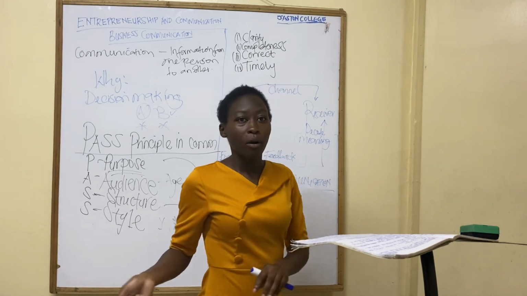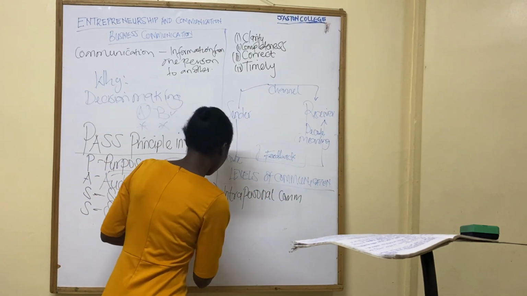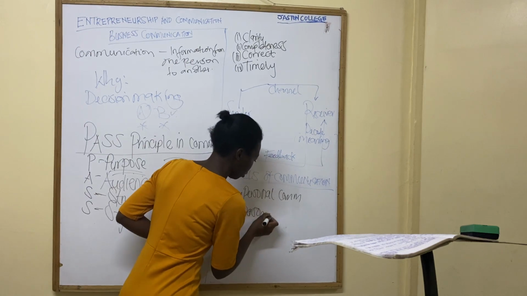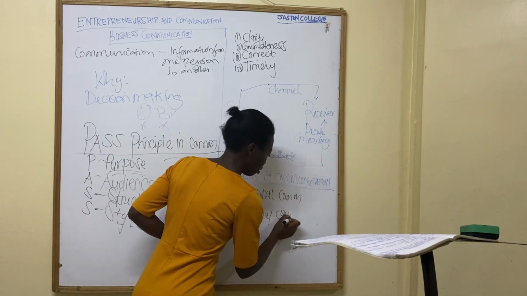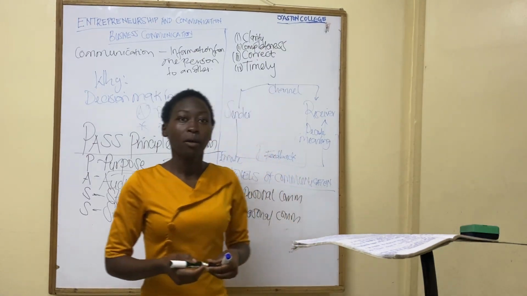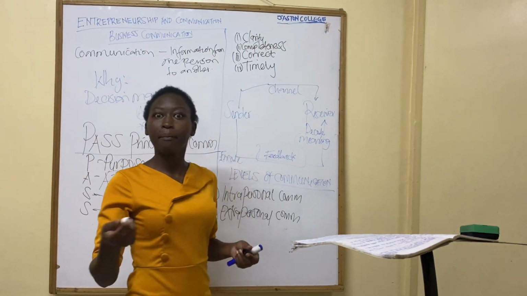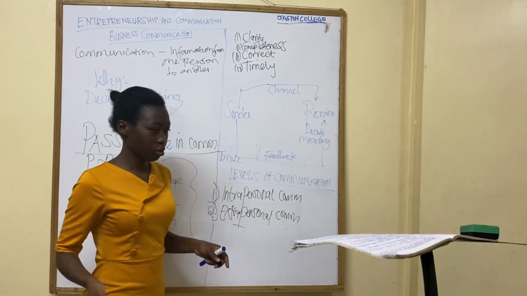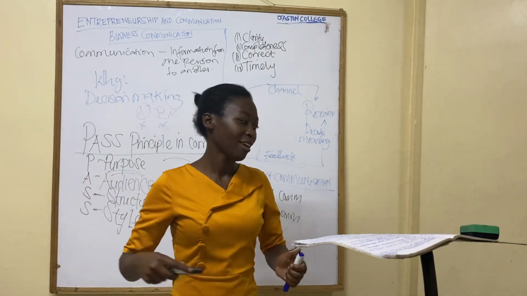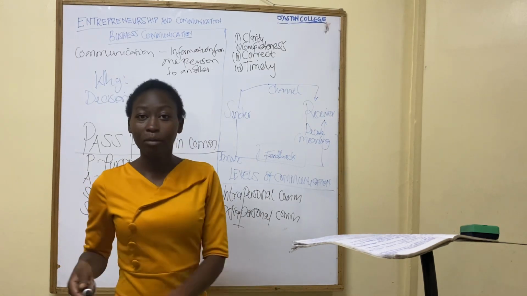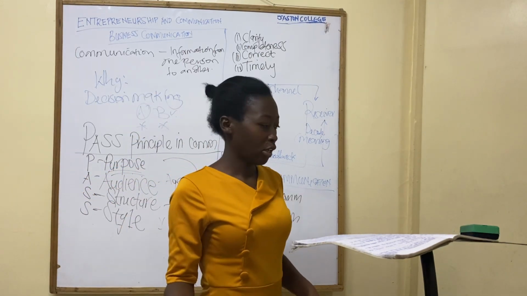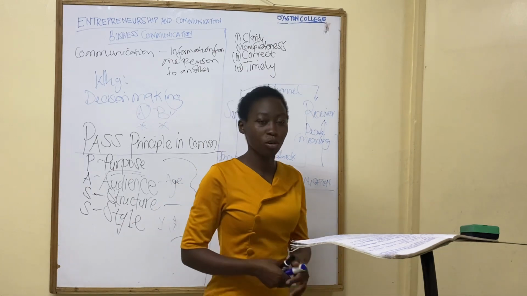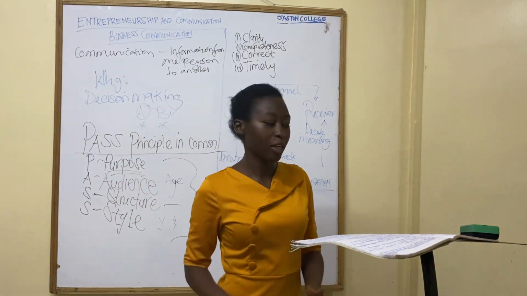So intrapersonal. We also have another one, which is extrapersonal communication. Extrapersonal communication, whereby you talk to animals. You talk to animals. Either maybe it's your pet. So that's extrapersonal. The animal is not a human being, so it's kind of extra. It's an animal, that's it. So speaking to an animal, that's extrapersonal communication.